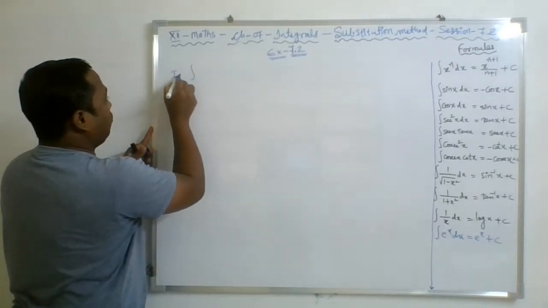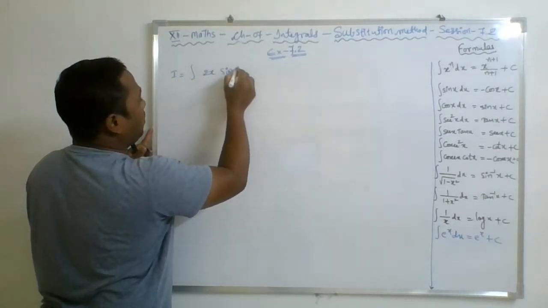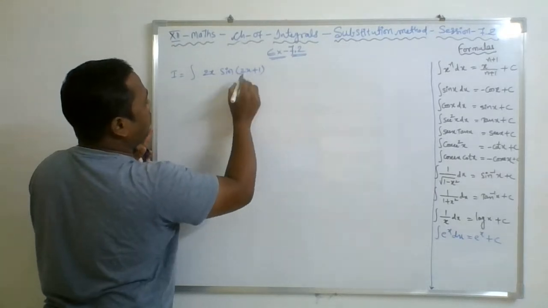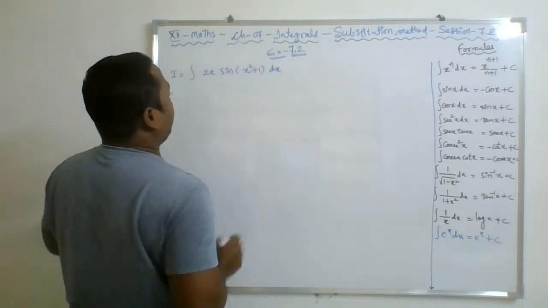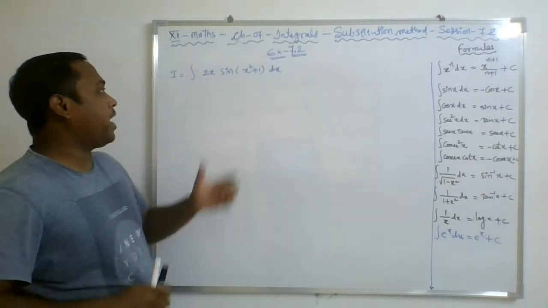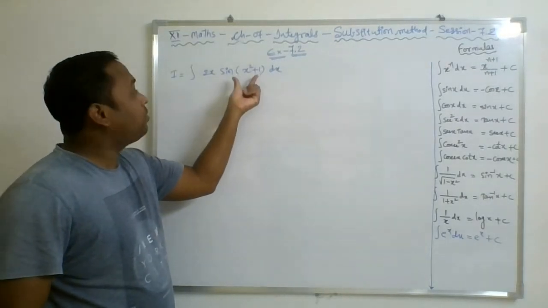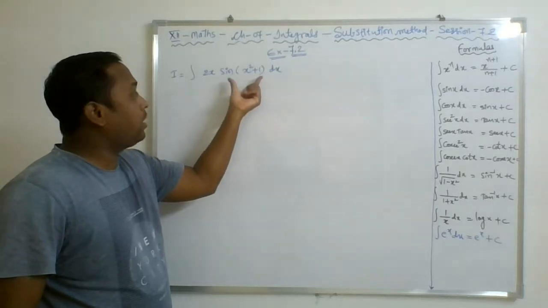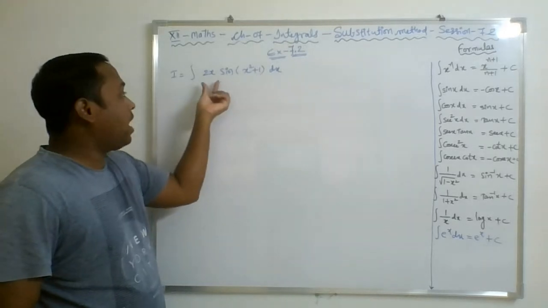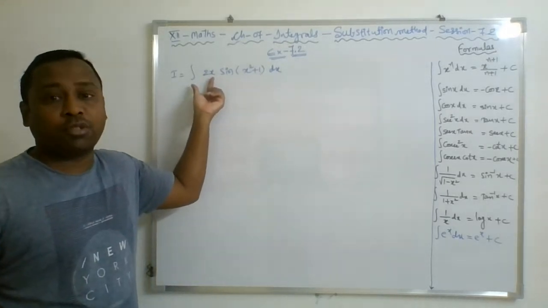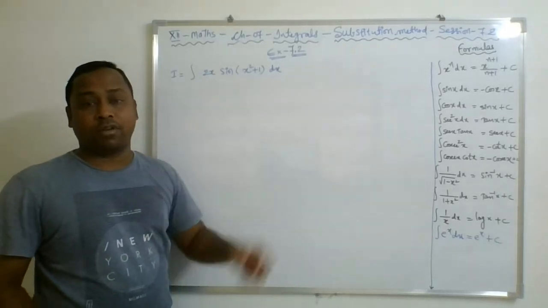I is equal to the integral of 2x into sine of x square plus 1 dx. Now you can see again it's a function of a function. If you observe the x square plus 1 function, its derivative is 2x, and the 2x is available in the function itself. So here the substitution technique will work.